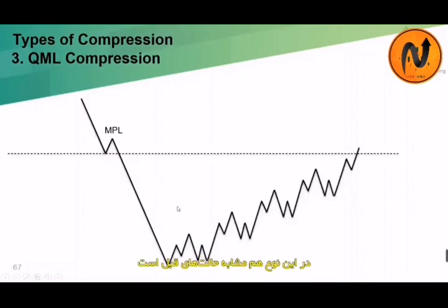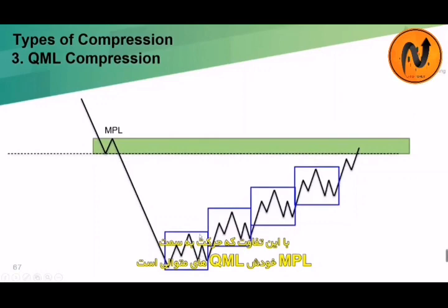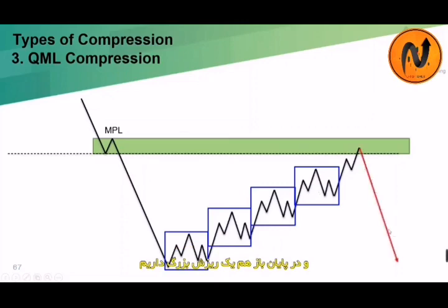We have exactly the same thing, but this time the difference is that the movement towards the MPL looks like a QML itself. Yeah, it does react. For example, here, this QML came back to this area and it reacts. But the problem is that it doesn't react a lot. It just drops a bit, then it goes up. The pattern keeps repeating the same. So at the end of the day, there is a big drop again for this type of QML compression.